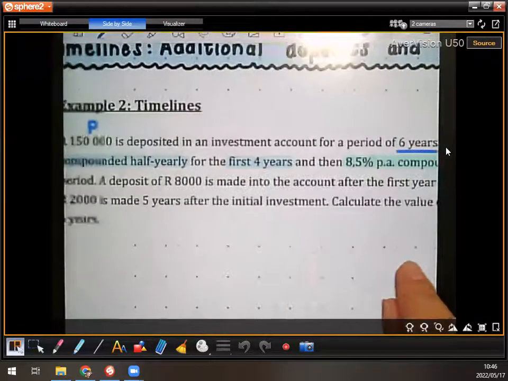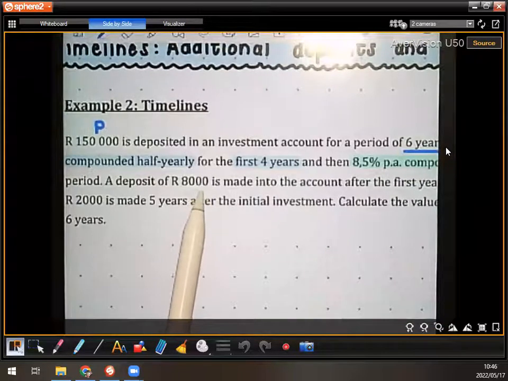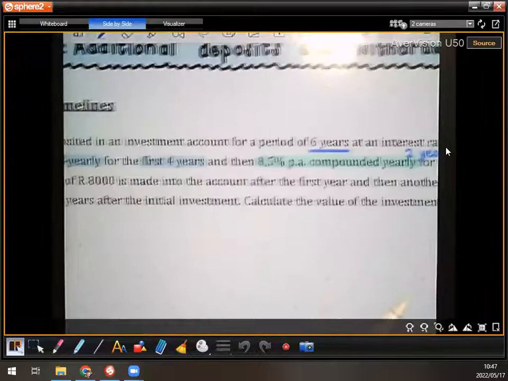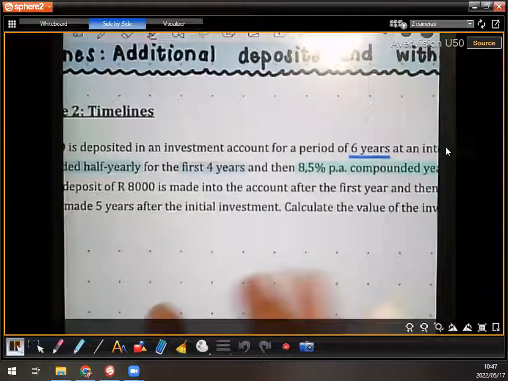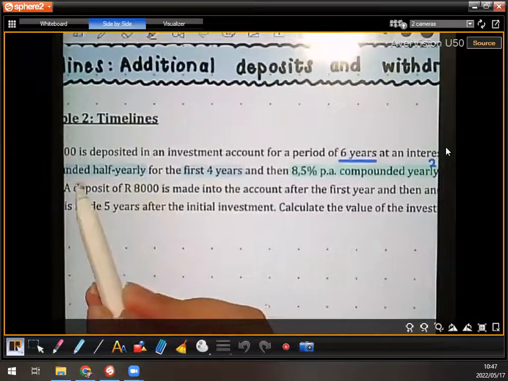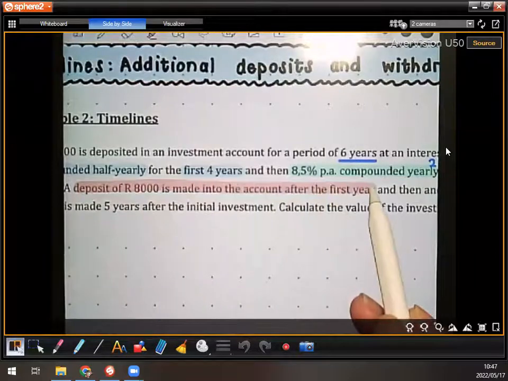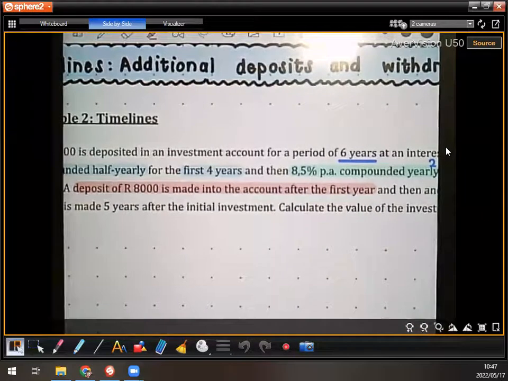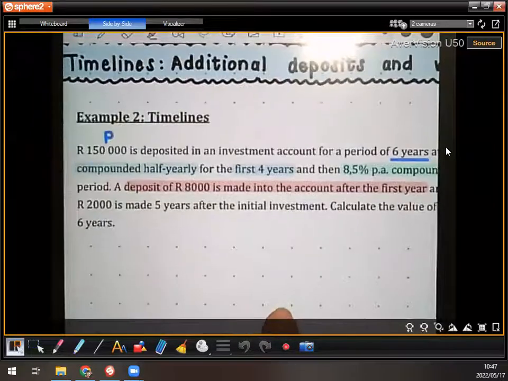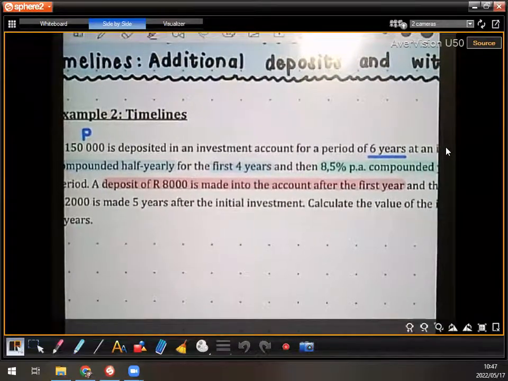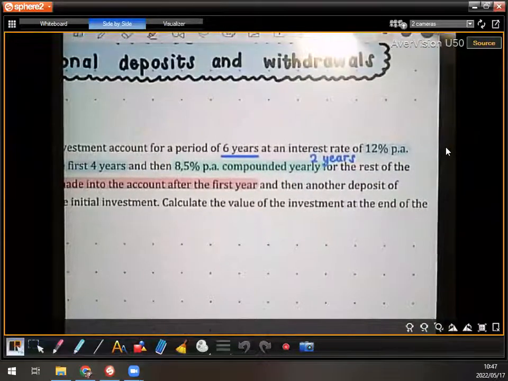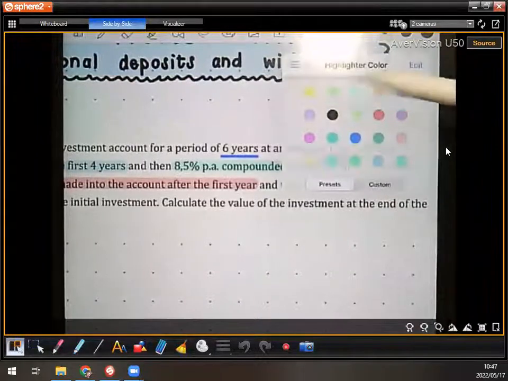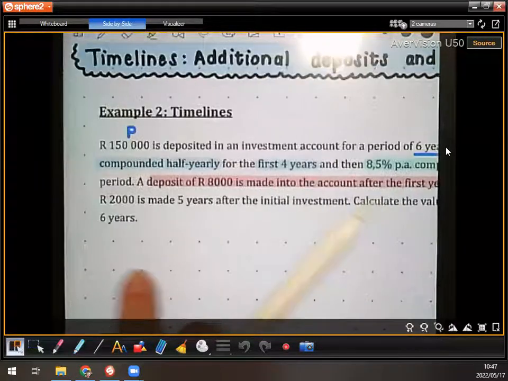A deposit of 8,000 rand, oh, now we have another deposit here, is made into the account after the first year. So that's important, guys. I'm going to use a different color for that. So a deposit of 8,000 rand is made after the first year. Originally he's investing 150,000, but then after a year, he's adding 8,000 rand to that. And then another deposit, lovely. Another deposit of 2,000 rand is made 5 years after the initial investment.